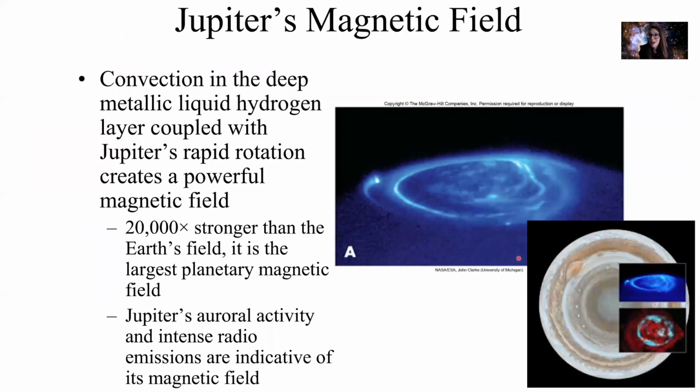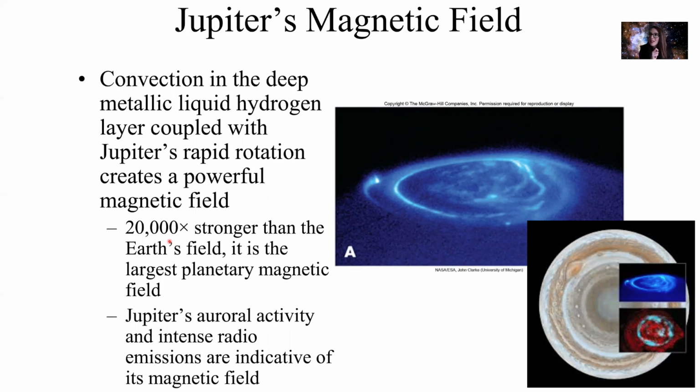Jupiter also has a very strong magnetic field, much stronger than the magnetic field of Earth. So convection in the deep metallic liquid hydrogen layers of Jupiter, coupled with Jupiter's rapid rotation, are what creates this powerful magnetic field. To give you an idea for scale, Jupiter's magnetic field is 20,000 times stronger than that of our Earth's. And Jupiter's magnetic field is the largest planetary magnetic field in our solar system. And Jupiter's magnetic field allows it to have auroral activity.